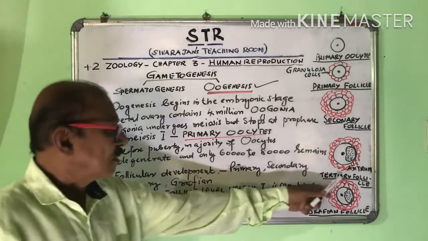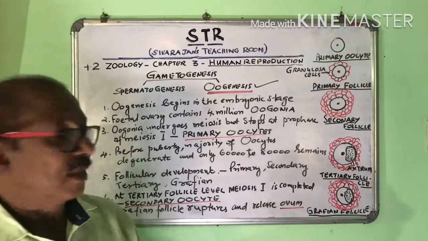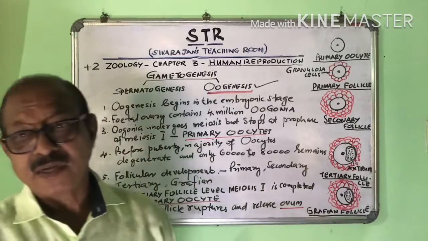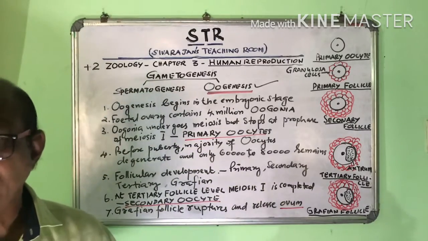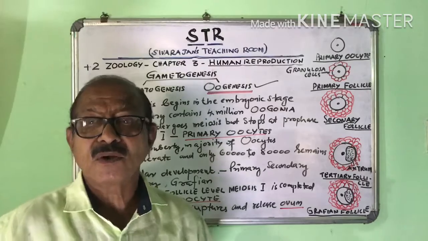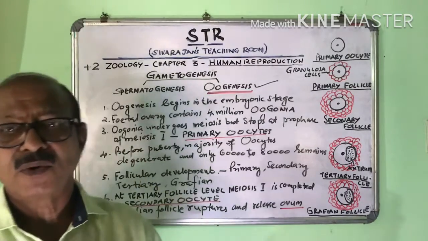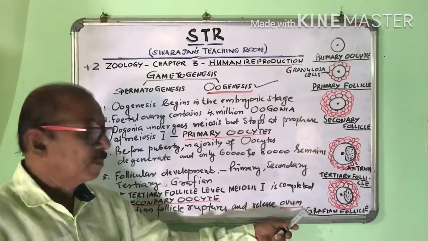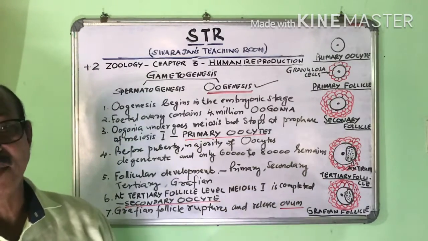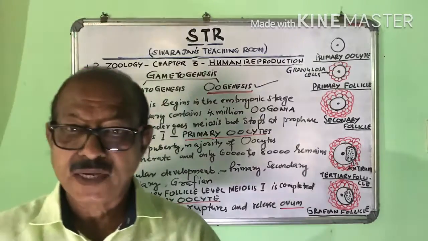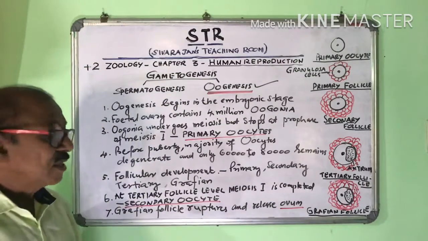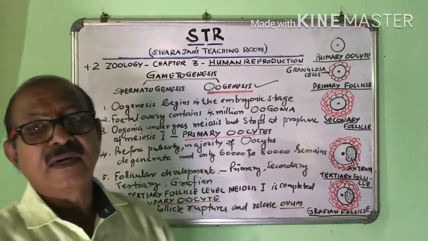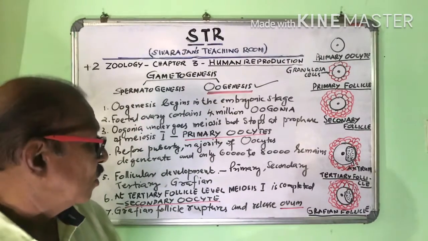Later on, the tertiary follicle matures into graafian follicle, and when it is matured, due to an increase in the level of hormones like follicle stimulating hormone and luteinizing hormone, the graafian follicle bursts and the ovum is released. This is called ovulation. So what is ovulation? Ovulation is the process of bursting of graafian follicle releasing ovum.